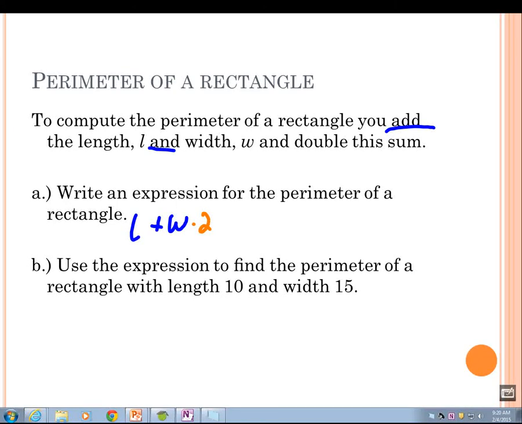2 is an exponent. I see where you're going. We're on our way. That is not there, but I like what you're going with. Audrey? Yes. That's it right there. 2 times the quantity L plus W.